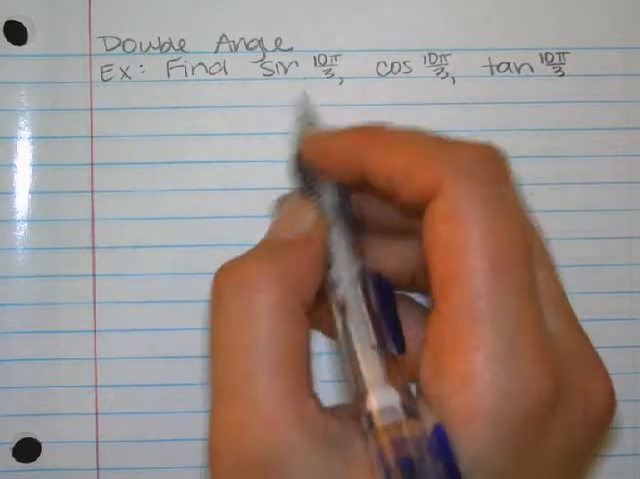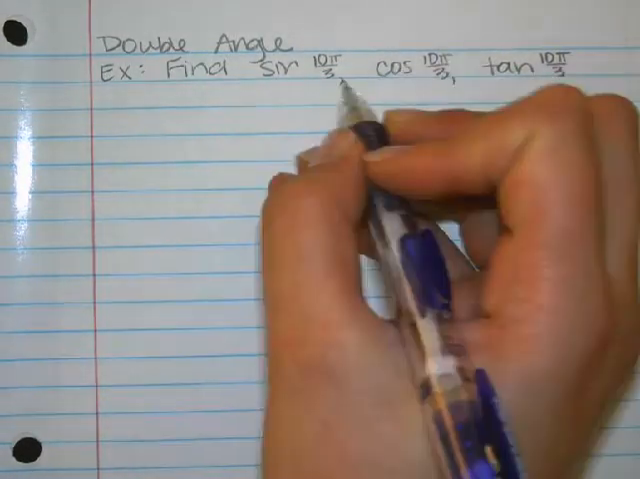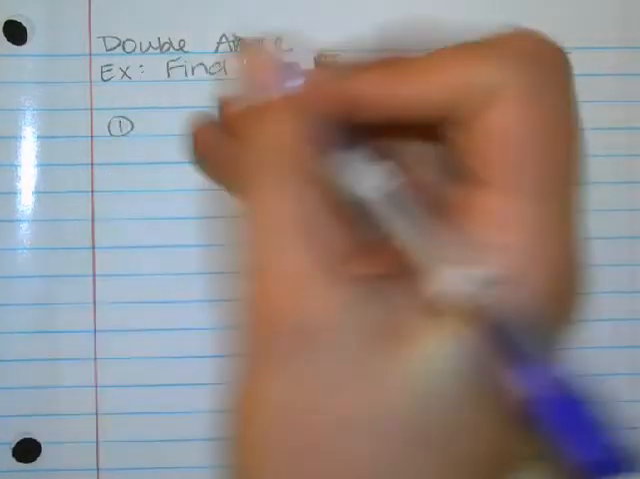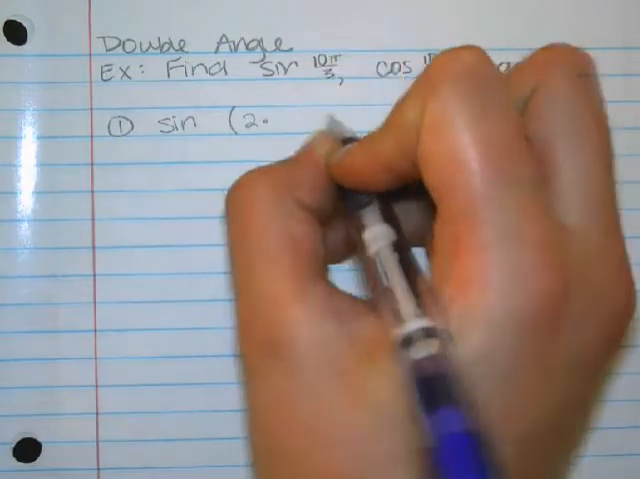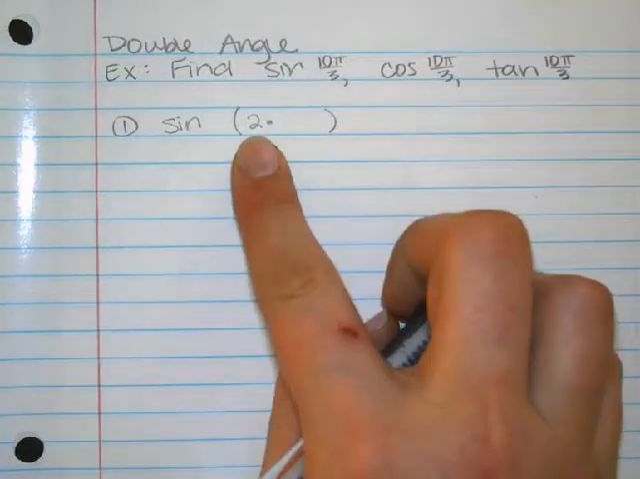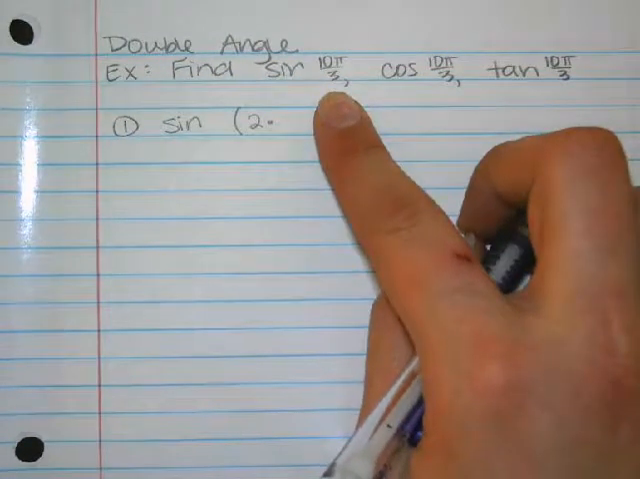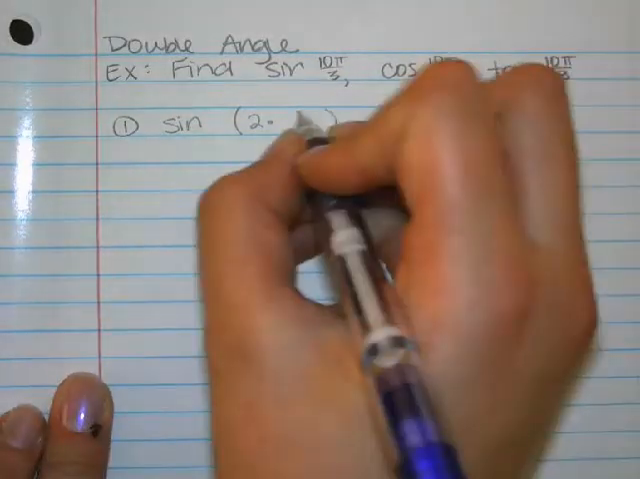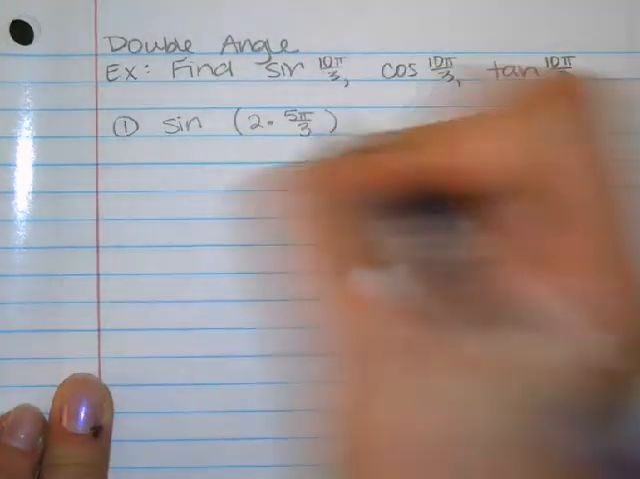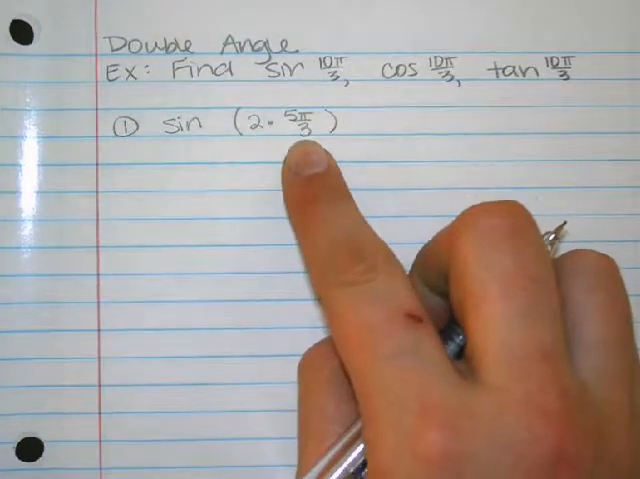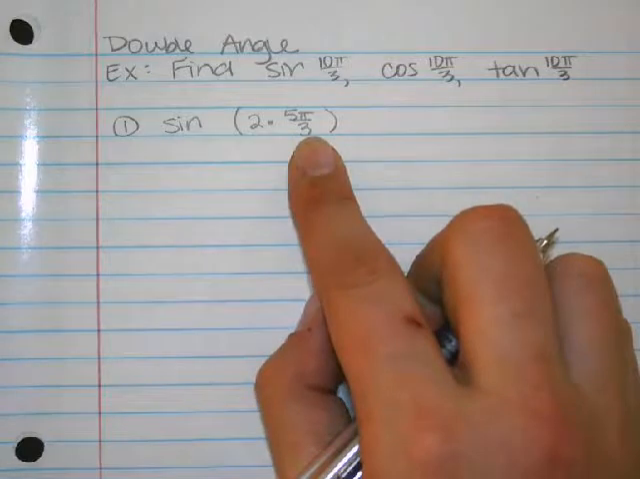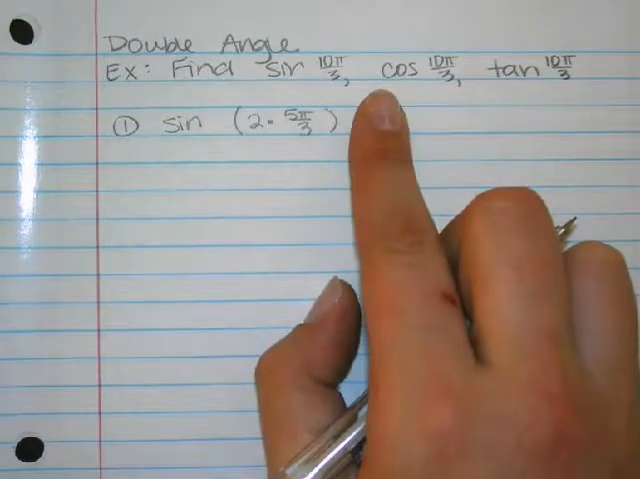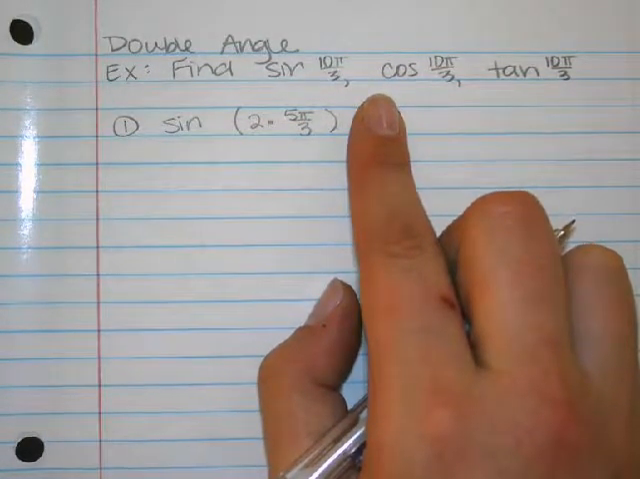So what we want to do is rewrite the problem. We're doing it 3 different ways. We want to rewrite the problem so that we're saying sine is 2 times something, and that 2 times something equals 10 pi thirds. It'd be 5 pi over 3. Okay? This is because we're using a double angle formula. So if I double the angle 5 pi thirds, then I get 10 pi thirds. Does that make sense?